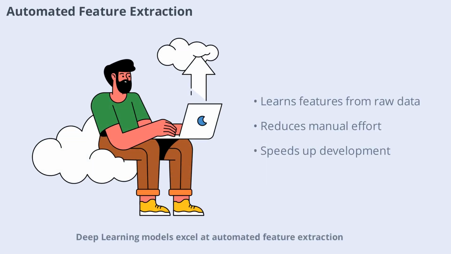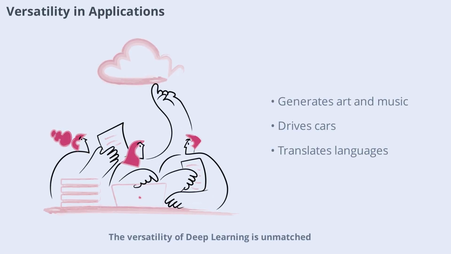Deep learning models excel at automated feature extraction. Unlike traditional approaches that require manual engineering of features, these models learn to identify important patterns directly from raw data. This automation speeds up the development process and reduces human error. By letting the network discover features on its own, researchers can focus on solving bigger problems, pushing the boundaries of what AI can achieve.